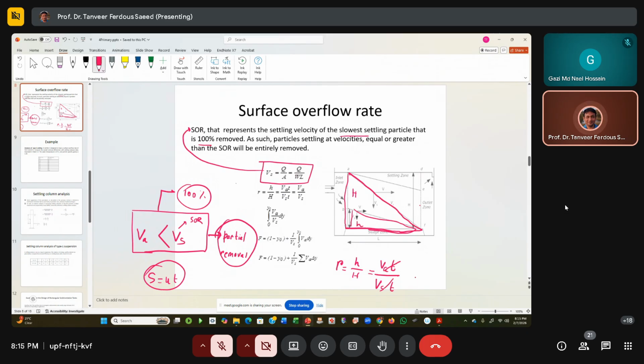So this t will be omitted, and this is the ratio Va by Vs. In this ratio, the particle will be removed at point B, or at a point adjacent or very near to point B, for example here or here. So this is the partial removal ratio.